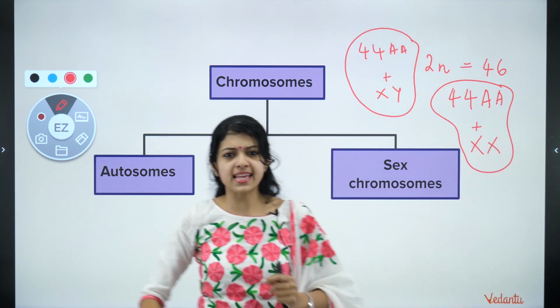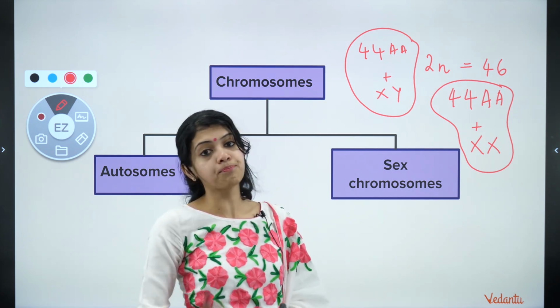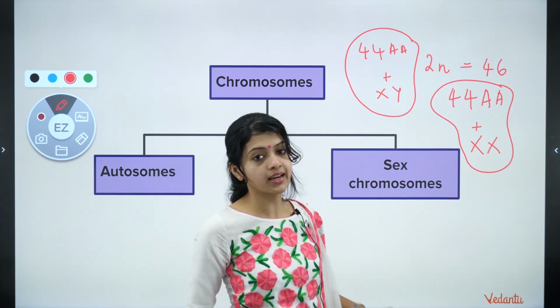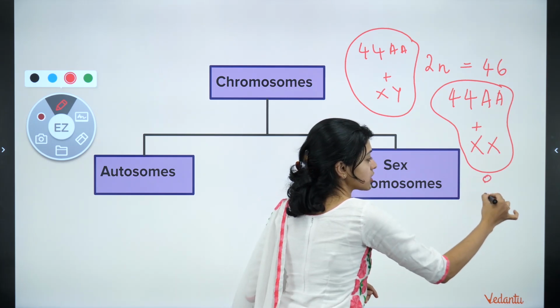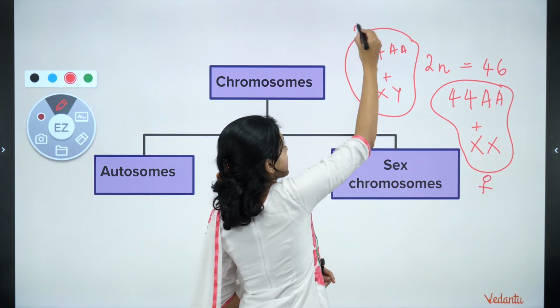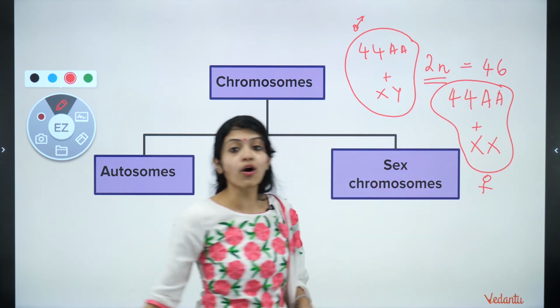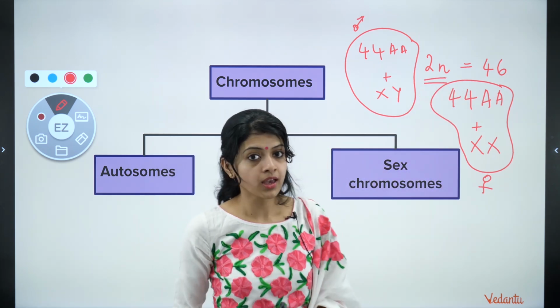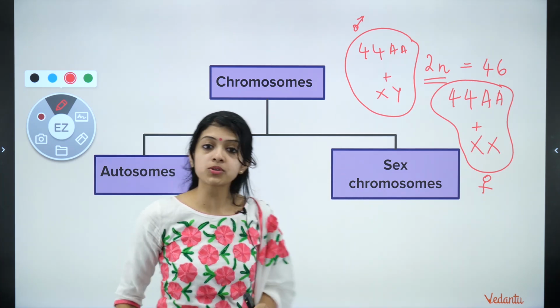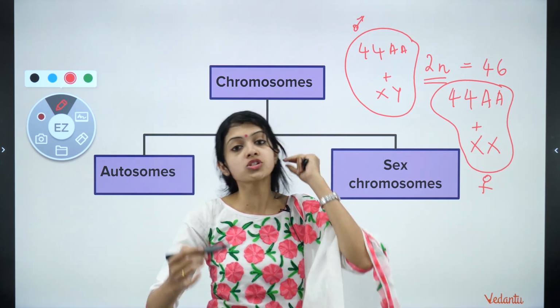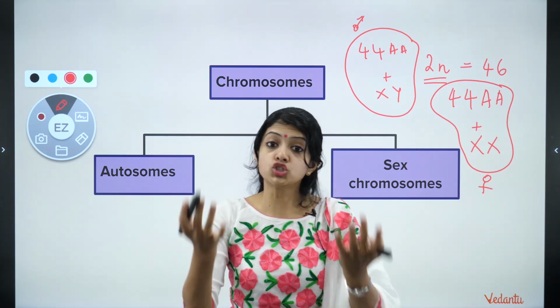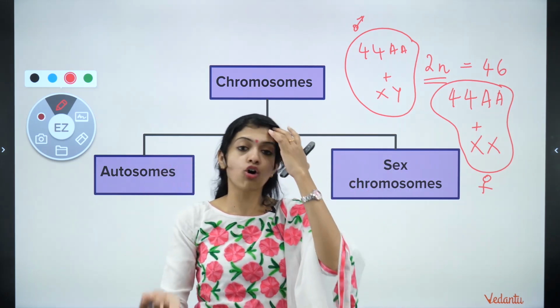Okay, this is extremely important to understand. Have this clear in your head. This is the case with the human female and this is the case with the human male. And I'm talking about the diploid cells of our body. Okay, so what are sex chromosomes again? Sex chromosomes are those which determine your gender or your sex, whether you're a male or a female.